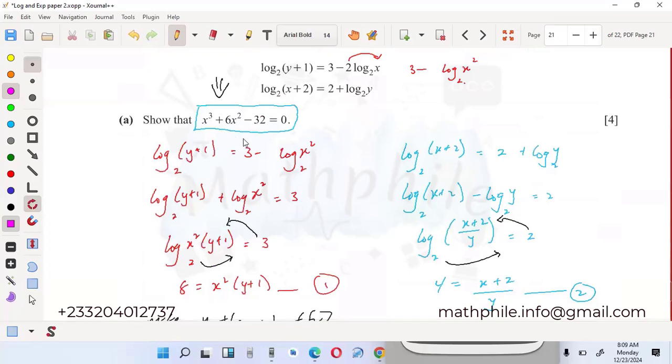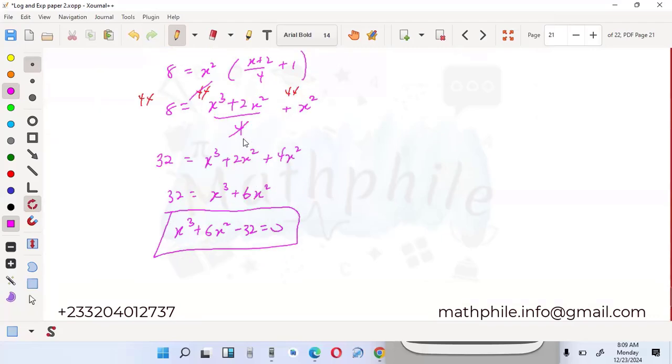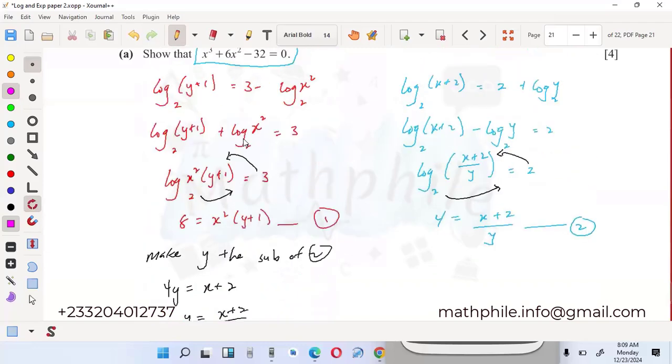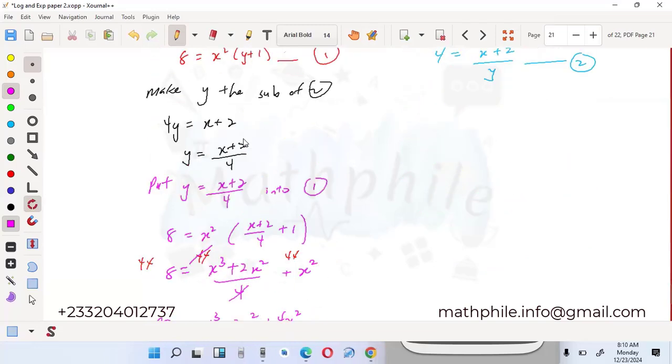So x cubed plus 6x squared minus 32 equals 0. This will give you the 4 marks, not what you did. You see, my problem was that I made x the subject, but you're not just looking at the proof. The question said you should show that x cubed plus 6x squared minus 32 equals 0, and we were doing it in terms of y. So you'd have gotten it wrong. You'd have gotten like 2 out of 4 marks, which is not good, when you can literally get all the marks. So getting half of it is not good at all.